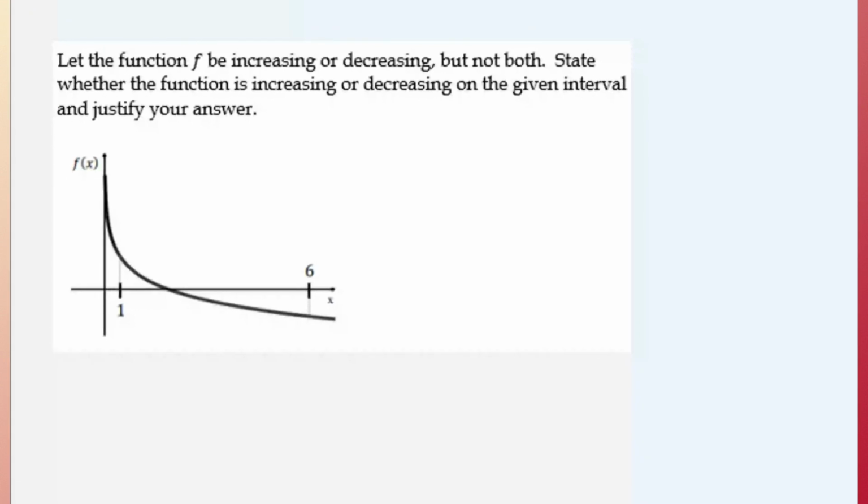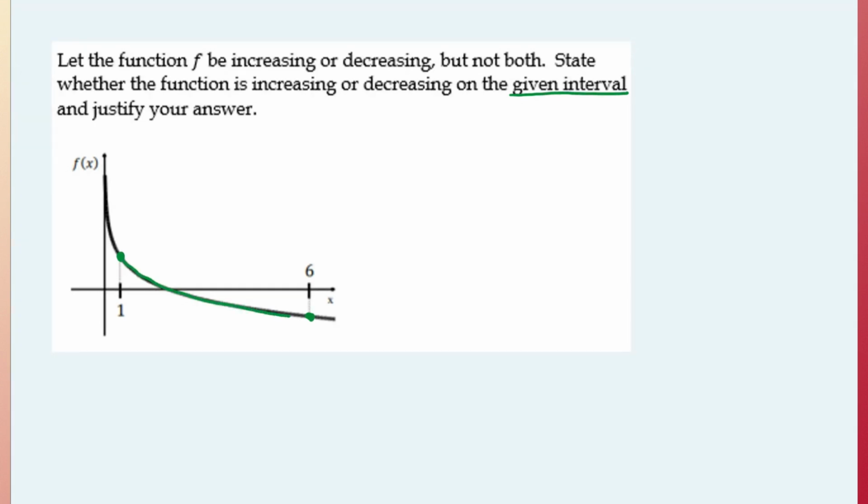Today we're going to be going over change in tandem, and this example here is with a graph. Change in tandem describes how two different variables are going to change together. So we have our function f here, and it's going to be either increasing or decreasing, not both. And we want to state if it's one of the two, on a given interval. Our given interval here is from 1 to 6, and then we'll justify our answer as well.